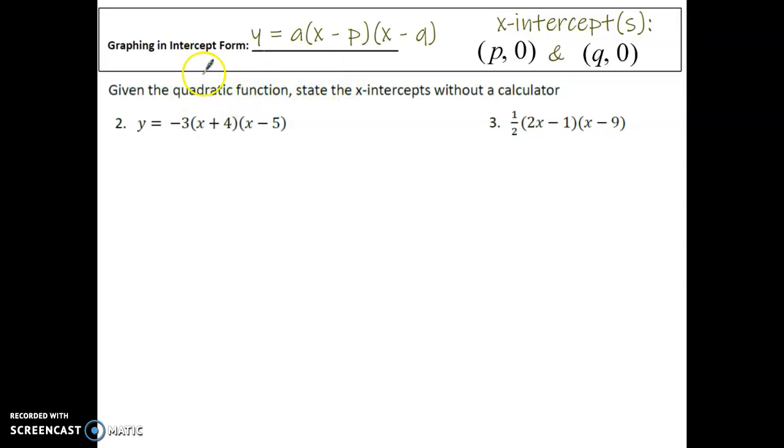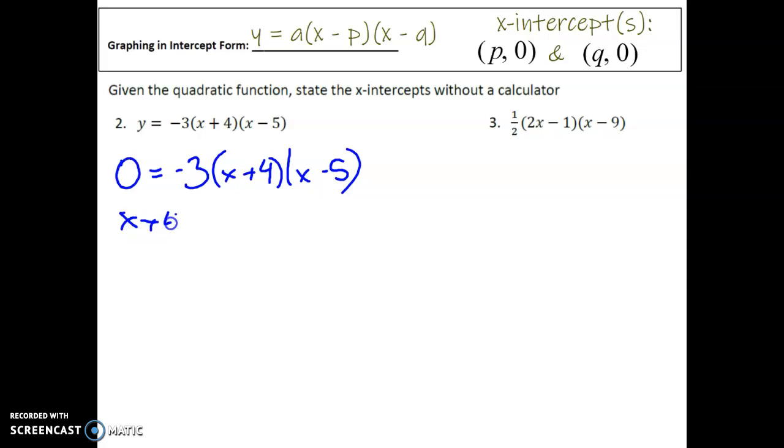So to find the x-intercept, you remember to find the x-intercept of any function, x-intercepts occur on the x-axis, and on the x-axis, every y value is equal to 0. So basically, we're taking this function and setting it equal to 0. And then you might remember from Algebra 1, we take each of these individually and set them equal to 0 to solve that. So I'm going to get x plus 4 equals 0 and x minus 5 equals 0.